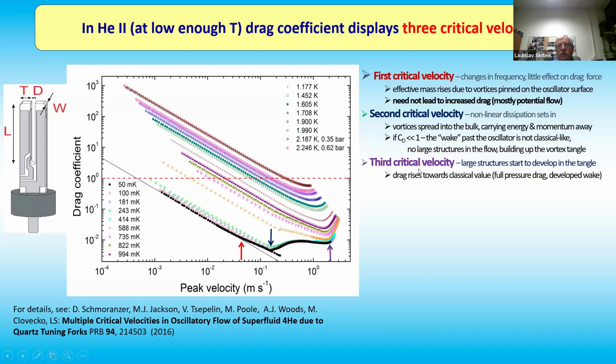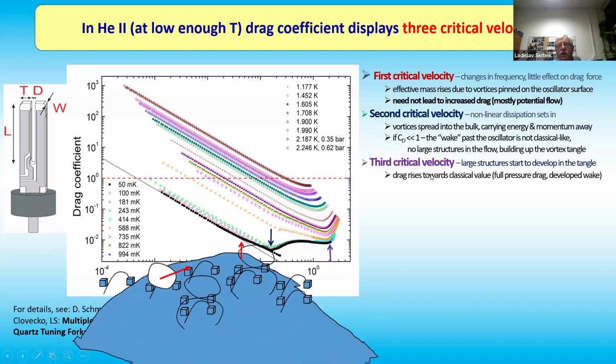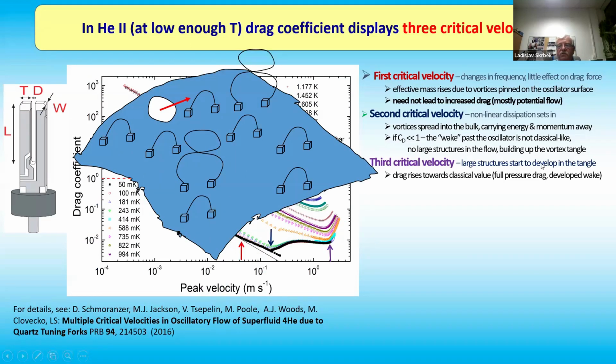There is a third critical velocity. And we believe that after this third critical velocity, there are large structures which start to develop in the wake, like in classical turbulence. So the first critical velocity actually means that there are little vortex loops which move up and down and increase the effective mass of the object. The second critical velocity means that these little vortices start to twist and they reconnect, and there are free vortex loops, they fly away, and flying away, they keep with them energy and momentum, and this is why you see increased drag force.